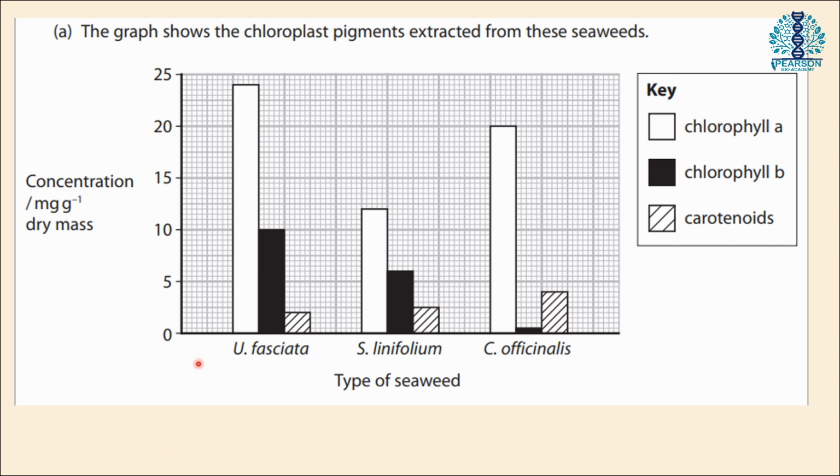Now let's summarize the pigment composition and colors of the three seaweeds. Ulva has a high concentration of chlorophyll A, a moderate amount of chlorophyll B, and a very low level of carotenoids. So the abundance of chlorophylls allows it to absorb the blue and red light, reflecting green light, which gives its characteristic green color.